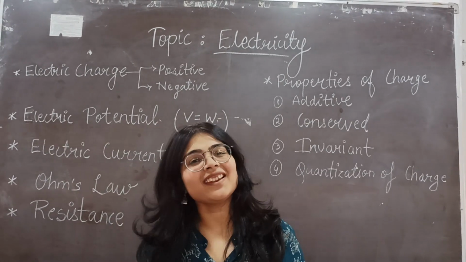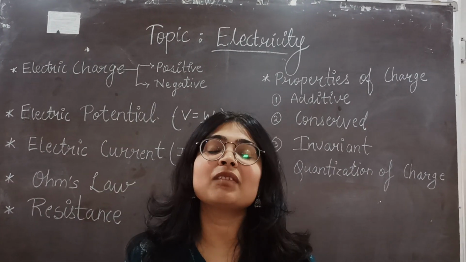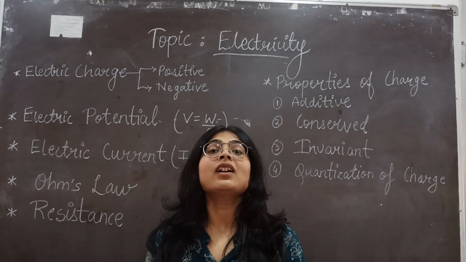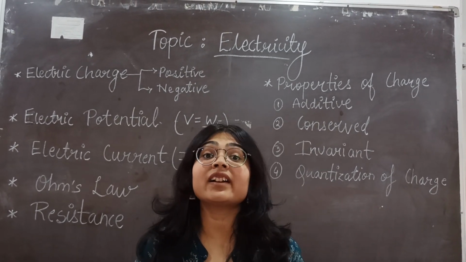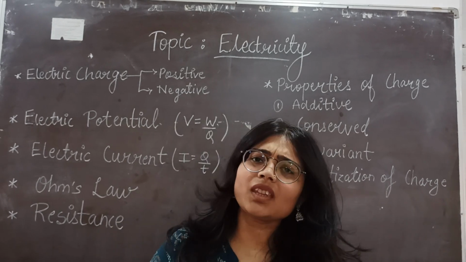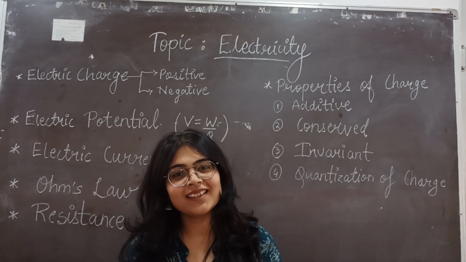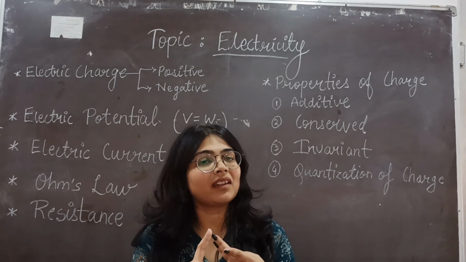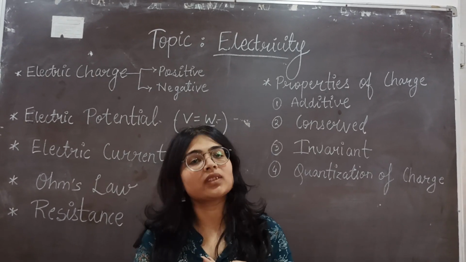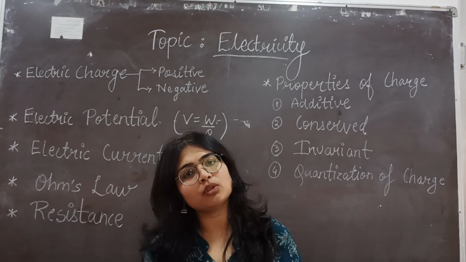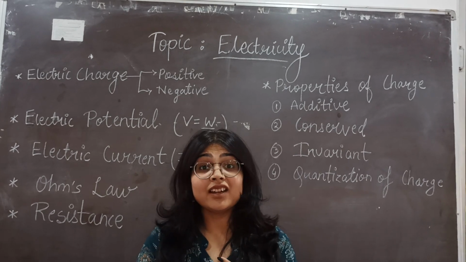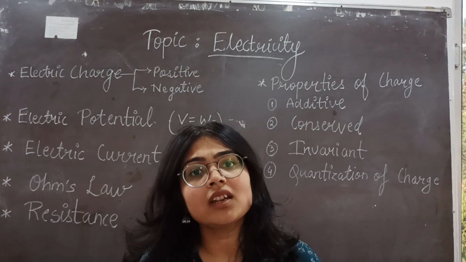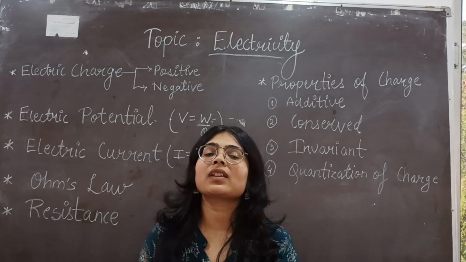Basically, to understand the concept of electricity, we must be aware of the types of materials according to conductivity, or we can say the conduct of electricity. There are three types of materials: conductors, insulators and semiconductors. So what are conductors? Conductors are those substances which allow electricity to pass through them. Second, what are insulators? Insulators are just the opposite of conductors. They do not allow electricity to pass through them.